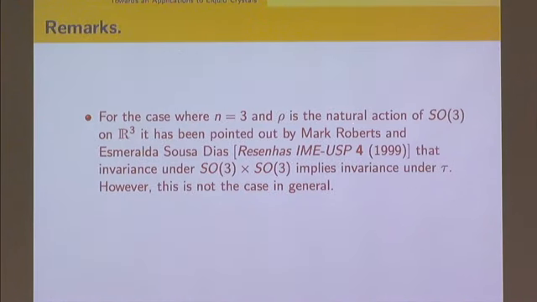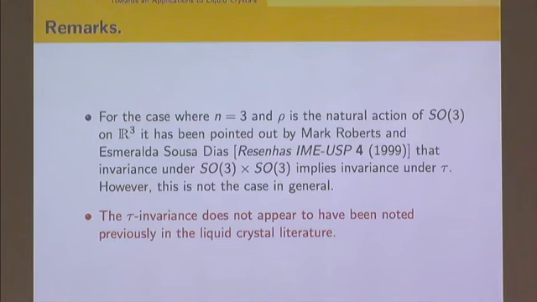Then Mark Roberts and Esmeralda Sousa Diaz have pointed out that invariance under tau is automatic. However, in general, this is not the case. I mean, if you have these symmetries, the SO3 times SO3 symmetry, it's not clear that you have automatically invariance under tau. This is also remarked that it seems that this has not been really observed in the literature, but I'm not a specialist in the literature, so I would not swear on this.